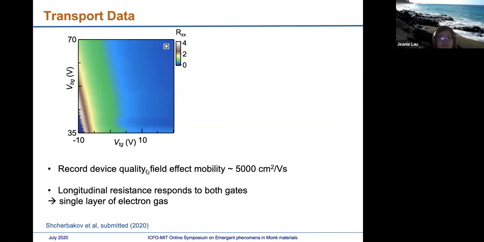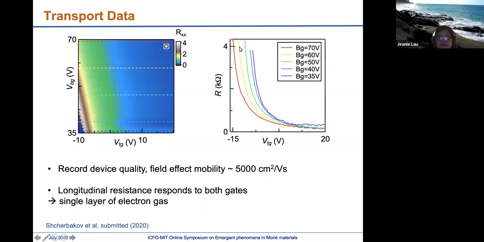Okay, so here's some transport data. We're plotting the longitudinal resistance as a function of back gate and top gate voltages. We can take some line cuts, and here it shows how the resistance changes at different back gate voltages. The field effect mobility is roughly 5,000. We can see that the longitudinal resistance responds to both gates, and this tells us we have a single layer of electron gas, as opposed to a wide quantum well, which can have 2 layers of electron gas. Here we only see evidence of a single layer of electrons.